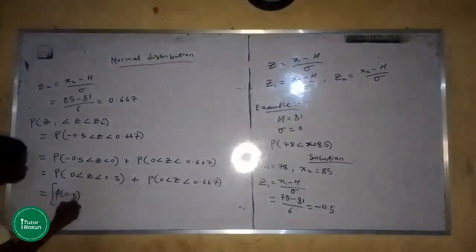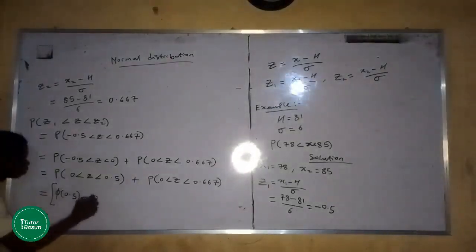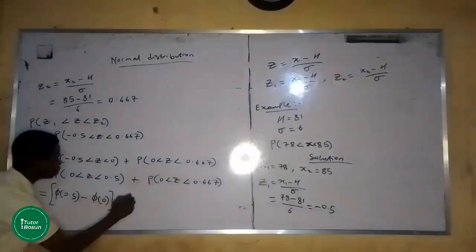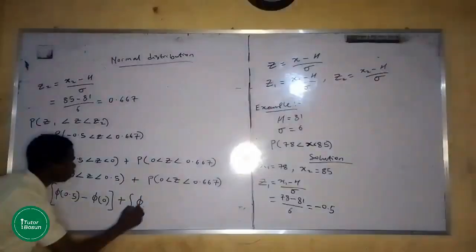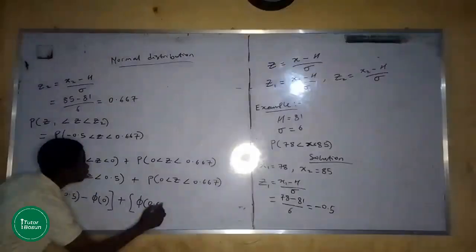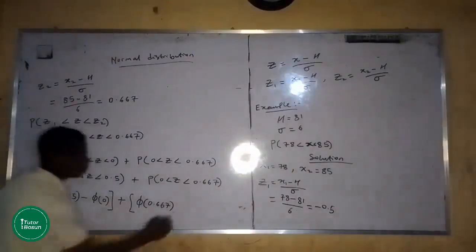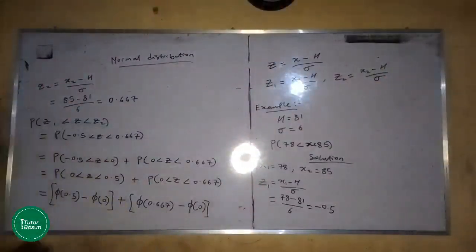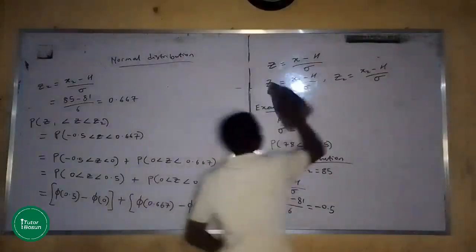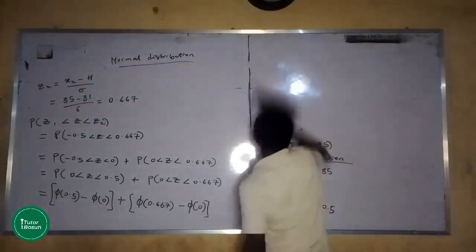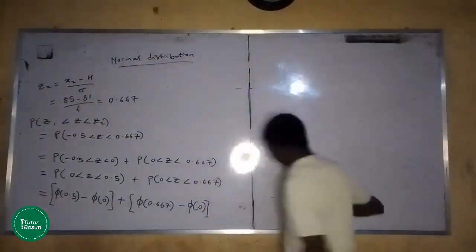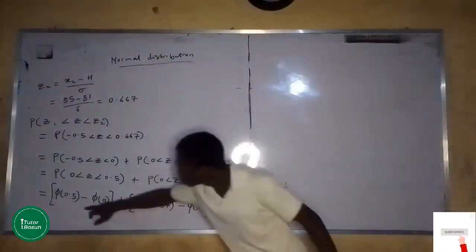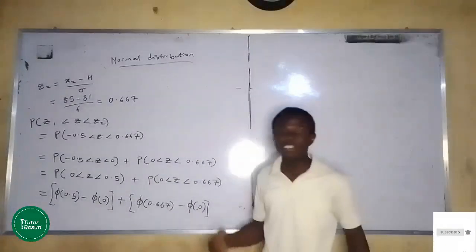We are going to be having 0.5, minus 50, minus 50, plus 0.667, minus 50, minus 50. So the next thing is now to check our values of 5 from our normal distribution table.